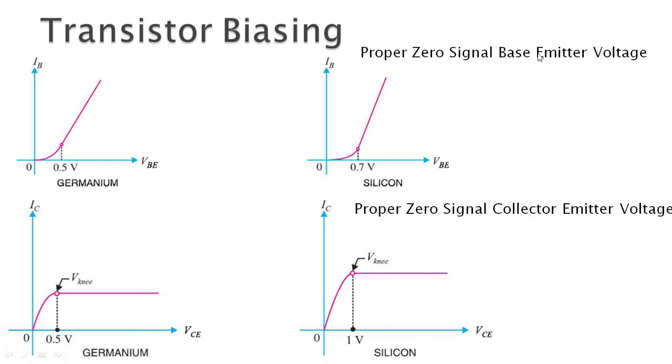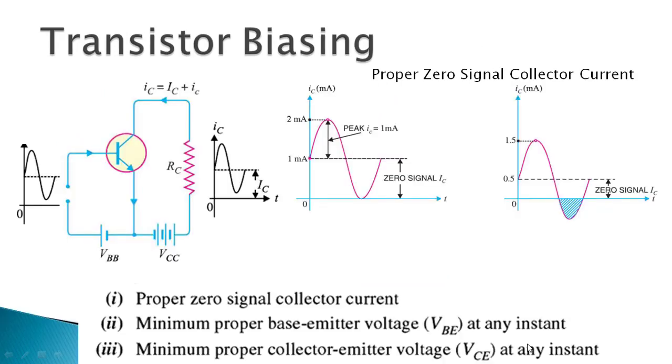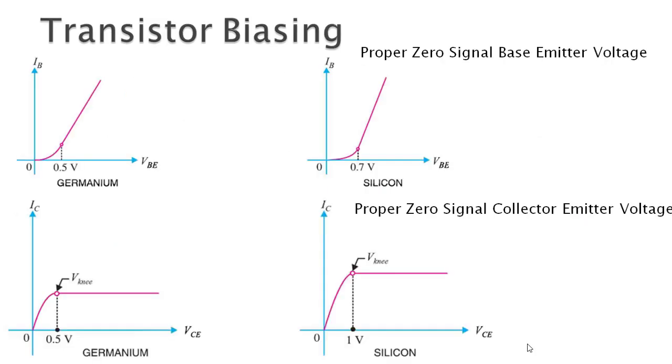So the base emitter voltage will always be greater than 0.7 volt. Also the collector emitter voltage should be greater than 1 volt at any instant. It should not fall below 0.7 volt of VBE or 1 volt of VCE. So these are three conditions. We need proper zero signal collector current. It is achieved by the proper zero signal base current, and we need proper zero signal base emitter voltage and proper zero signal collector emitter voltage.